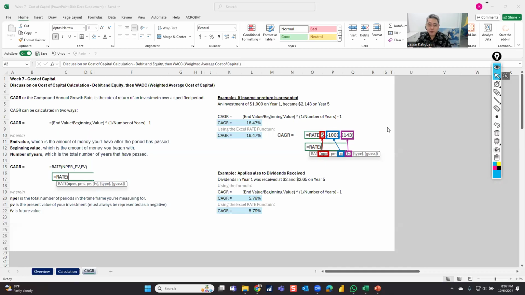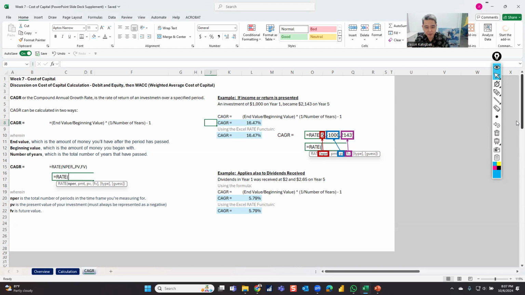And the best way to explain this is through an example. We'll do two examples. It's either an income or a return calculation. You have an investment of 1,000 in year one, but in year five it became 2,143. So interest is being applied, and the 1,000 with interest became 2,143. Give me the compounded annual growth rate. Remember that amortization table that we did before, the big Excel file.